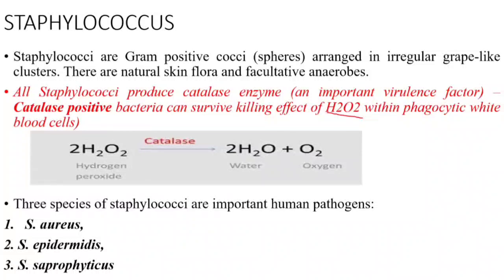So there are three species of Staphylococci which are important to humans. There are many, but the ones that are clinically significant to humans are the ones highlighted over here: Staphylococcus aureus, Staphylococcus epidermidis or albus, and Staphylococcus saprophyticus. Now, Staph aureus and epidermidis are natural skin flora. They are found on the skin.